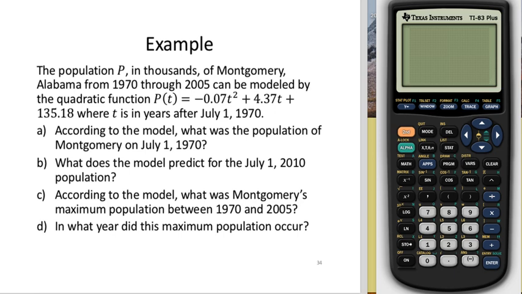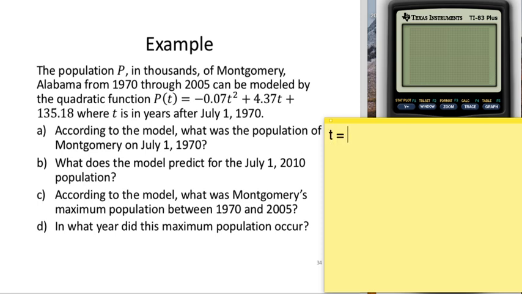The population P in thousands of Montgomery, Alabama from 1970 through 2005 can be modeled by this quadratic function. P of t is negative 0.07 t squared plus 4.37 t plus 135.18, where t is in years after July 1st, 1970. I'm going to jot that down so I remember it. T equals 0 on July 1st, 1970, the middle of that year. So that's the way we've defined our independent variable t. Our dependent variable, capital P, is the population in thousands.